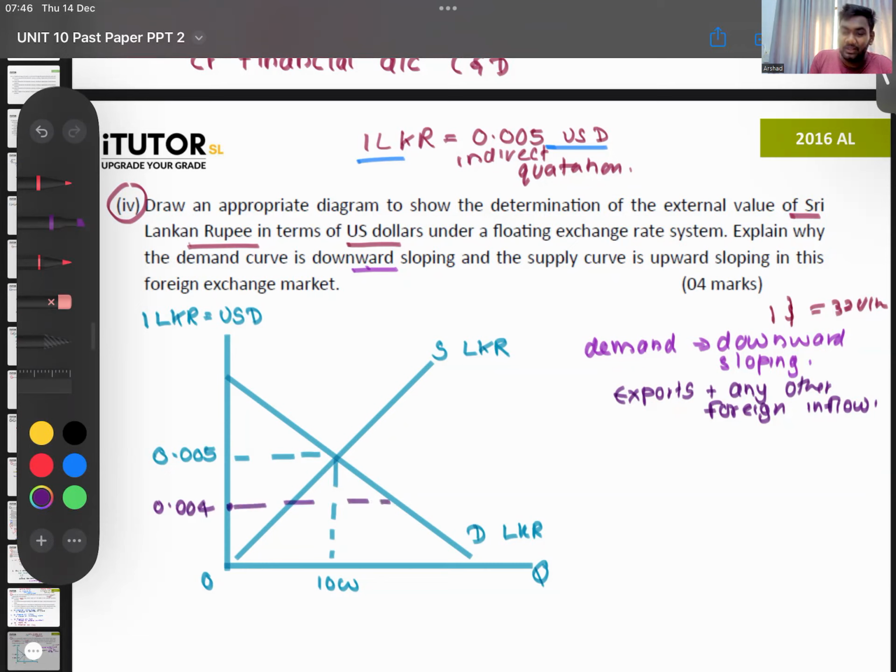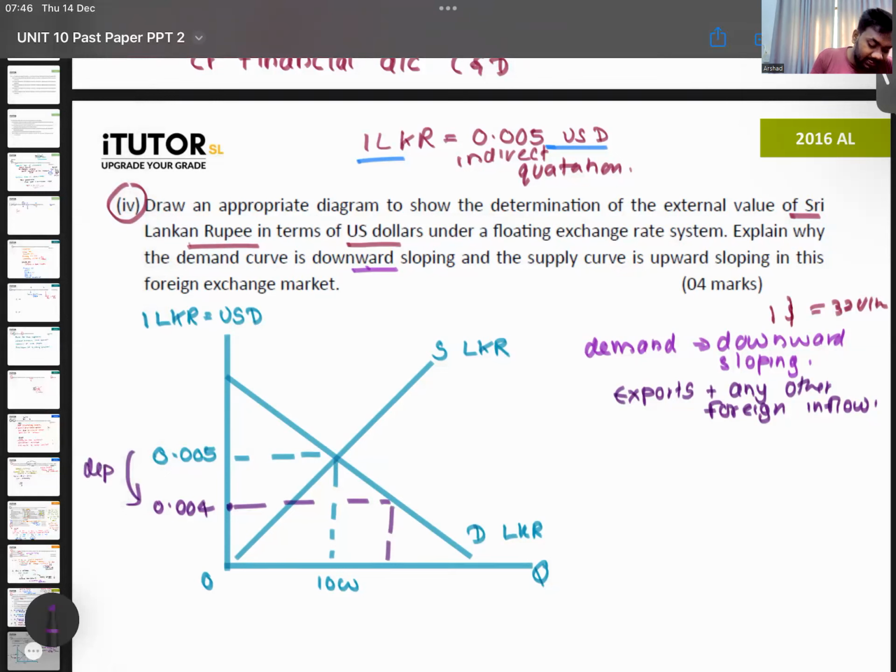When the value of the rupee goes down, this is called a depreciation. See, earlier 1 rupee is worth 0.005 US dollars. Now 1 rupee is worth only 0.004 US dollars. Our currency has depreciated. So you can say, when moving downwards, the Sri Lankan rupee depreciates.